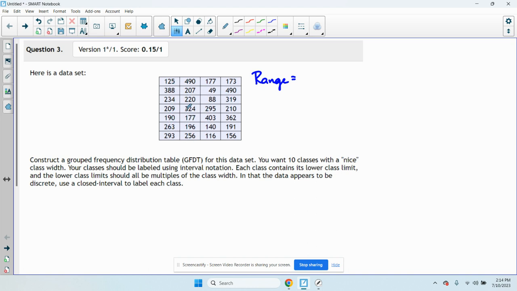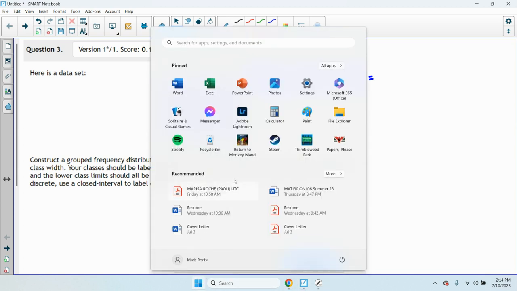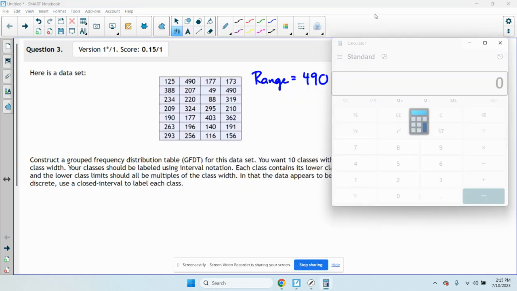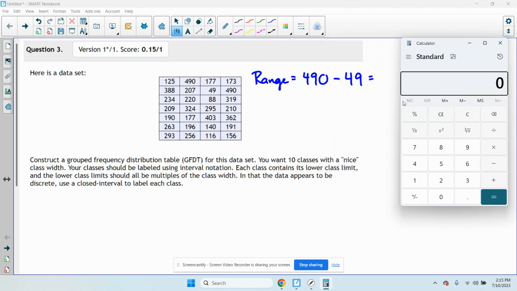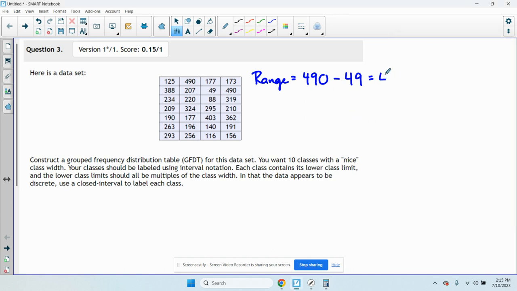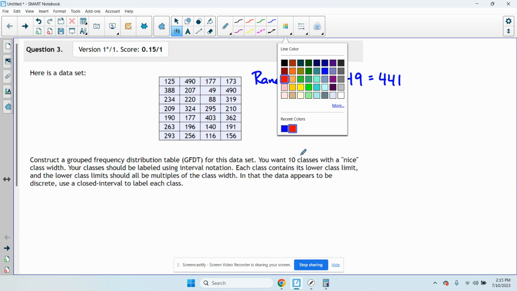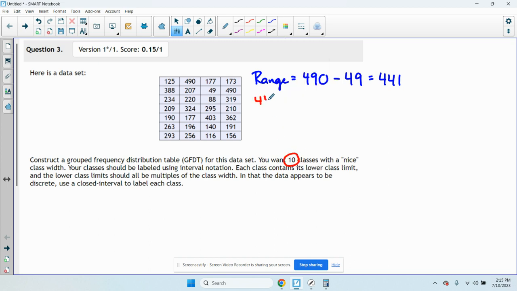So you kind of have to sift through all of this and look for the highest value, which looks like 490, minus the lowest value, which looks like 49. Let me get my calculator up. If I do 490 minus 49, I get 441. The very next step, since I want 10 classes, is to divide that by 10.